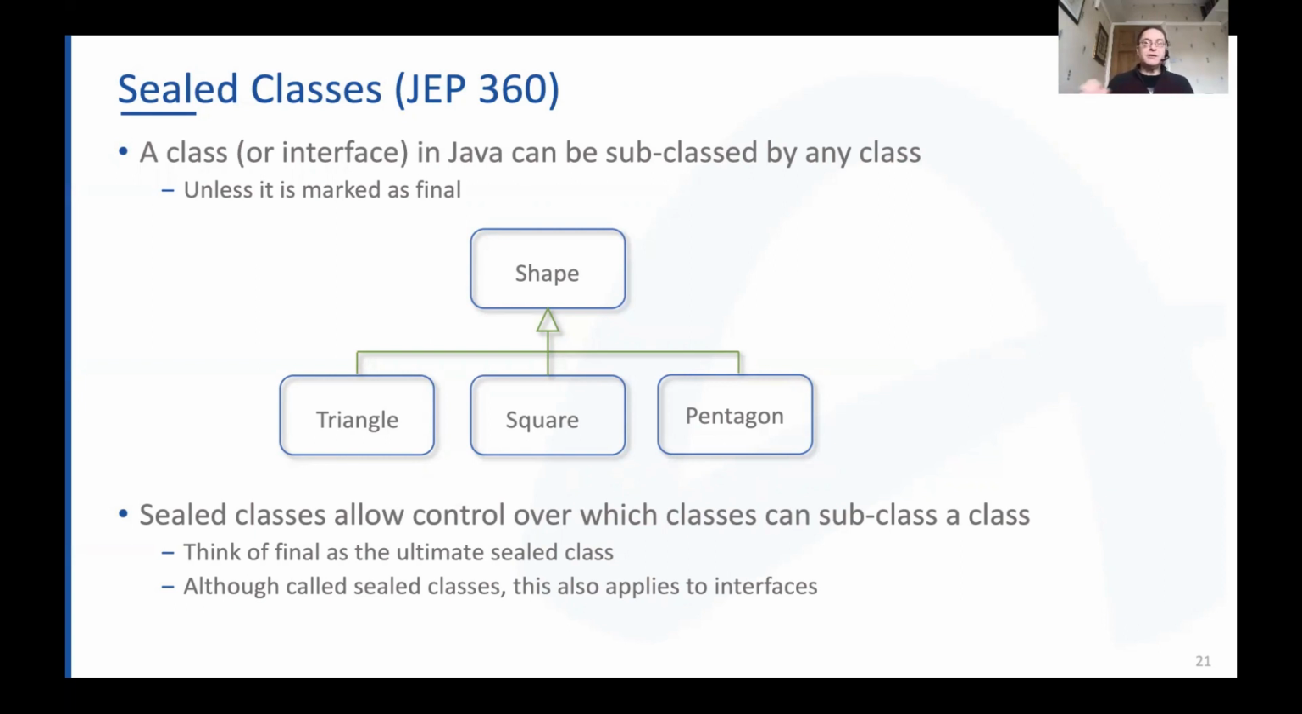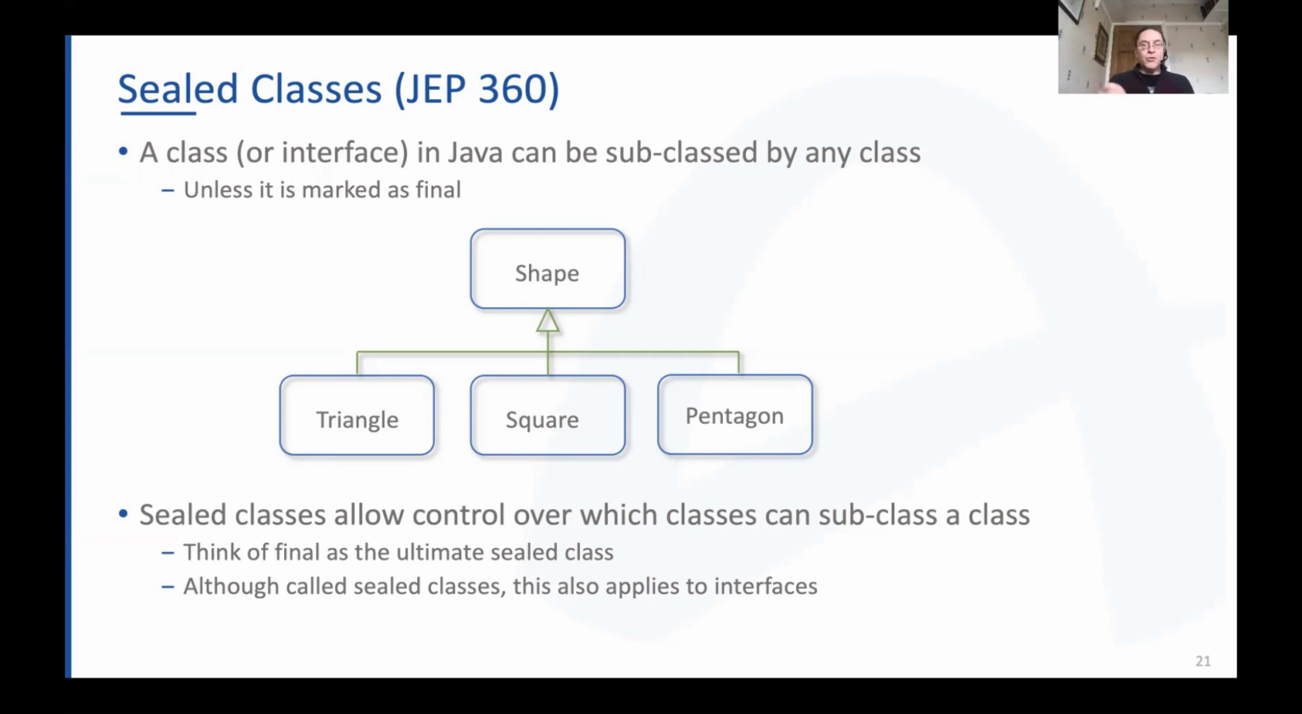So if we make a class or an interface final, then we know that nobody can subclass that. So it's a kind of binary thing, all or nothing. Either you don't make it final, in which case anybody can subclass it, or you make it final and nobody can subclass it. What sealed classes allow us to do is to have control over which classes can subclass a given class. And you can think of final as being the ultimate sealed class, as in, it's completely sealed and nobody else can subclass it.